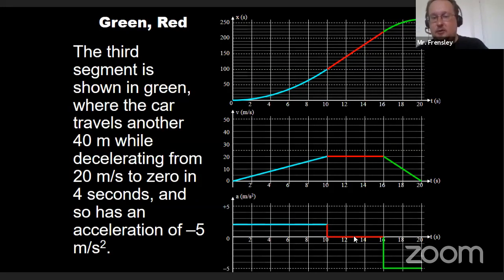The acceleration's 2, then 0, then -5. It might be hard for you to see that -5 acceleration. And I go 100 meters, then I go further to 220 meters is where I am. Then I end at 260 meters. All right.